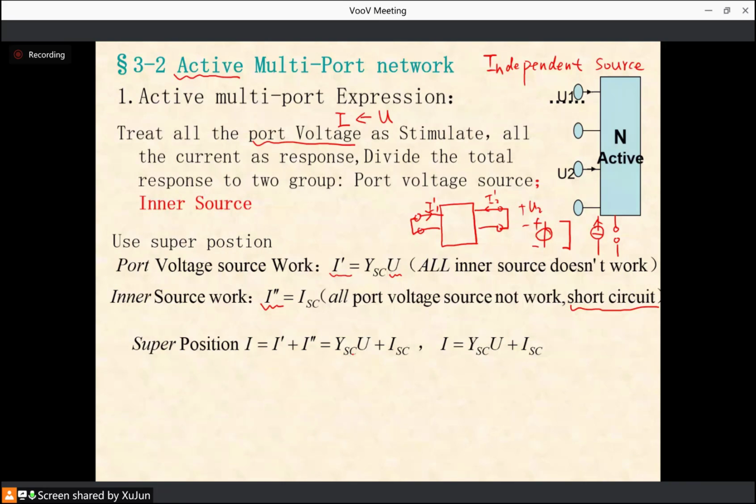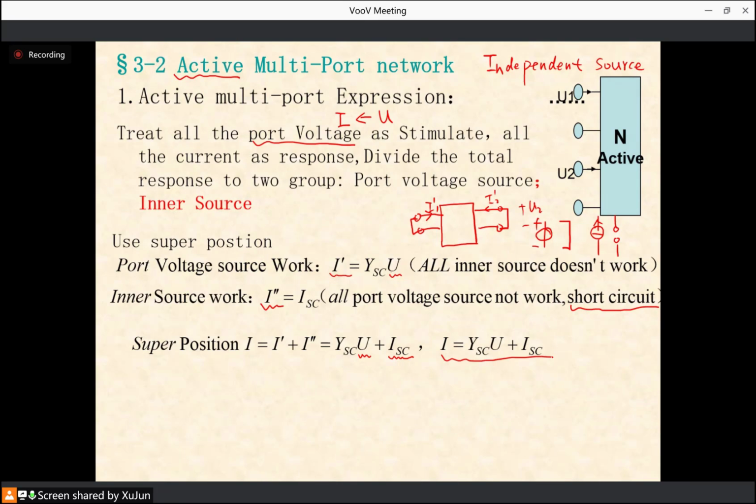equal to YSC multiplied by U. This U means port voltage, plus ISC. This ISC means short circuit. Short circuit the outside port, and then calculate the current. This is the meaning of the ISC. So the I equals YSC U plus ISC.